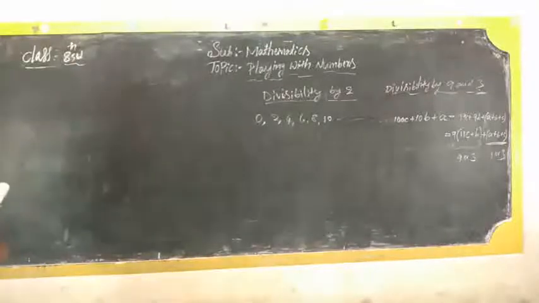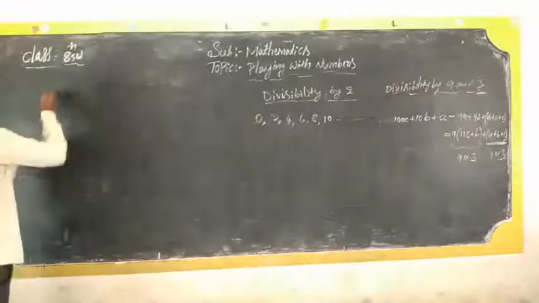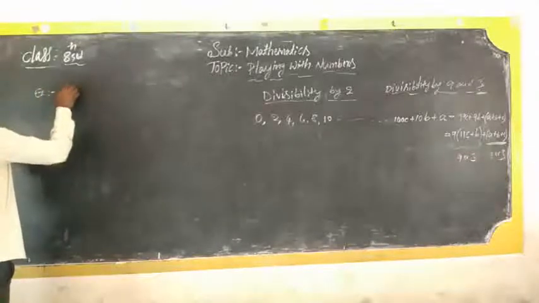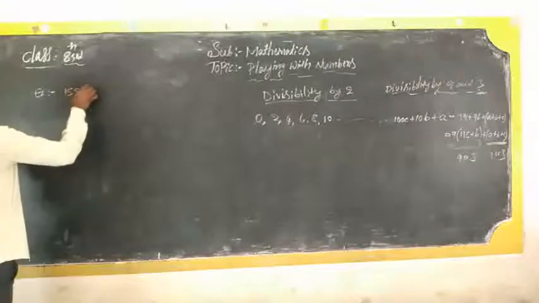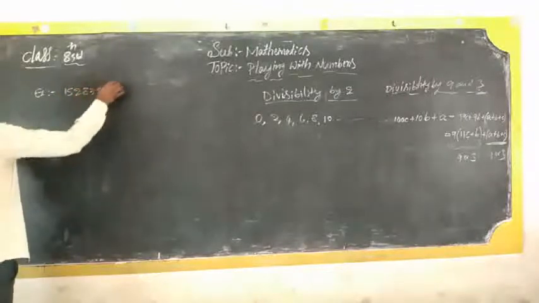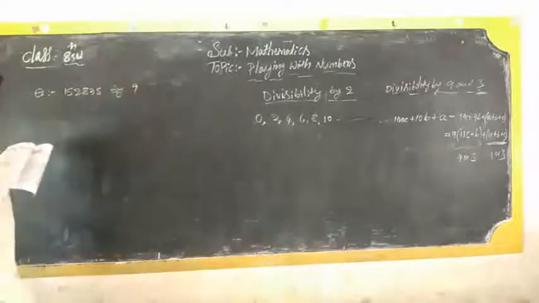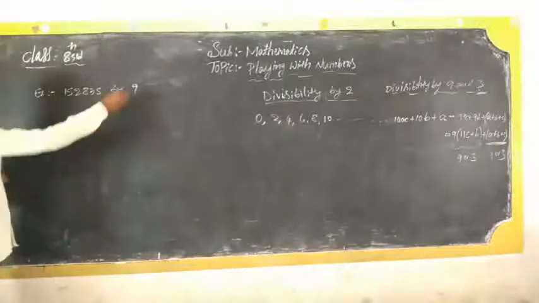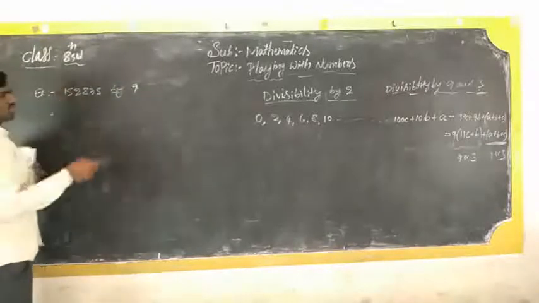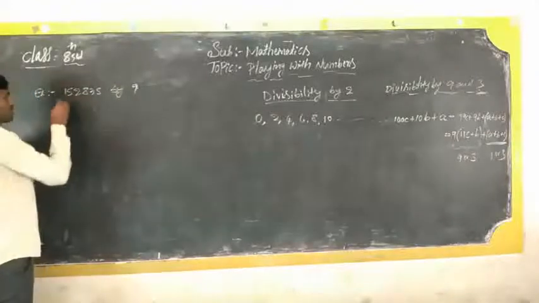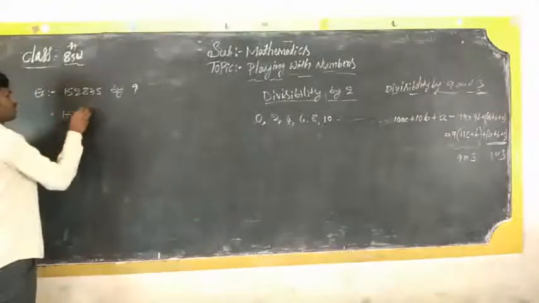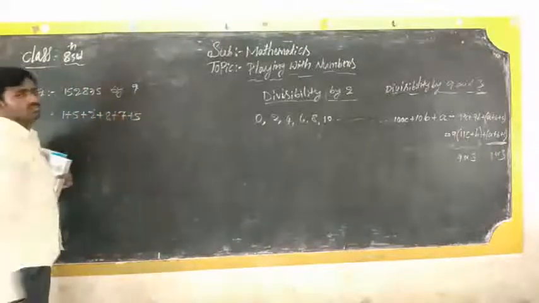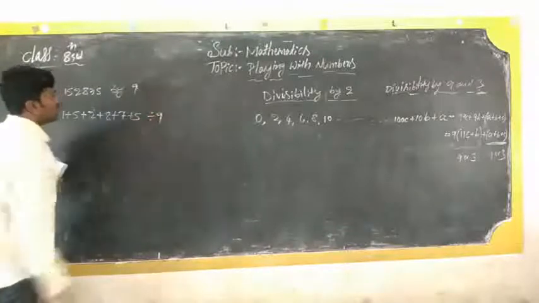We are solving only one problem. For example, 152875, check the divisibility by 9. So we take the sum of the digits: 1 plus 5 plus 2 plus 8 plus 7 plus 5.